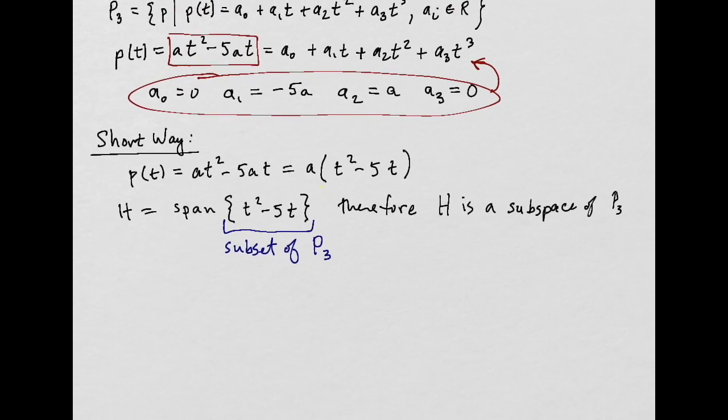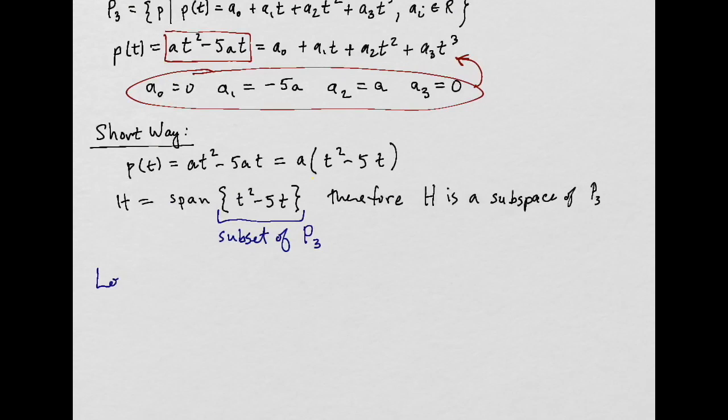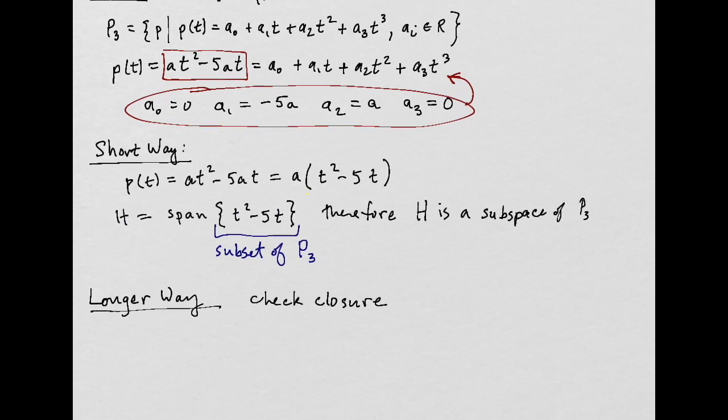The longer way is longer. For some people, though, it may be easier because it's perhaps more straightforward. And what we're going to do here is check closure. This is the standard way to decide if a given subset is a subspace. And the way we're going to do that is form a linear combination of two polynomials that are in the set H.